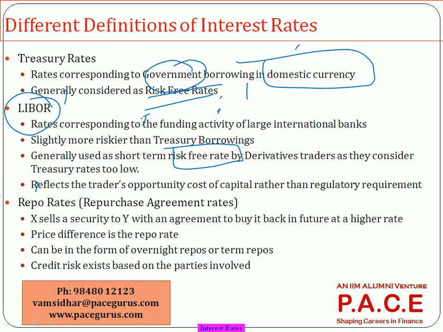Then we also need to understand repo rates, because derivatives involve a lot of shorting positions. We get into a lot of short positions. So repo rates actually come into the picture when you are trying to short something with the intention to buy it back at a later point. Even in the broad sense, when we talk about the RBI's repo rates or anything else, the intention is the same.